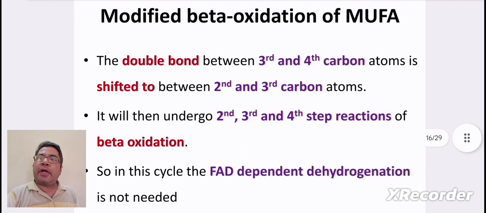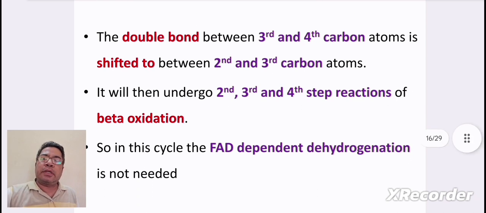Coming to modified beta oxidation of MUFA, the double bond between the third and fourth carbon atoms is shifted to between the second and third carbon atoms. It will then undergo the second, third, and fourth step reactions of beta oxidation. So, in this cycle, the FAD dependent dehydrogenation is not needed.